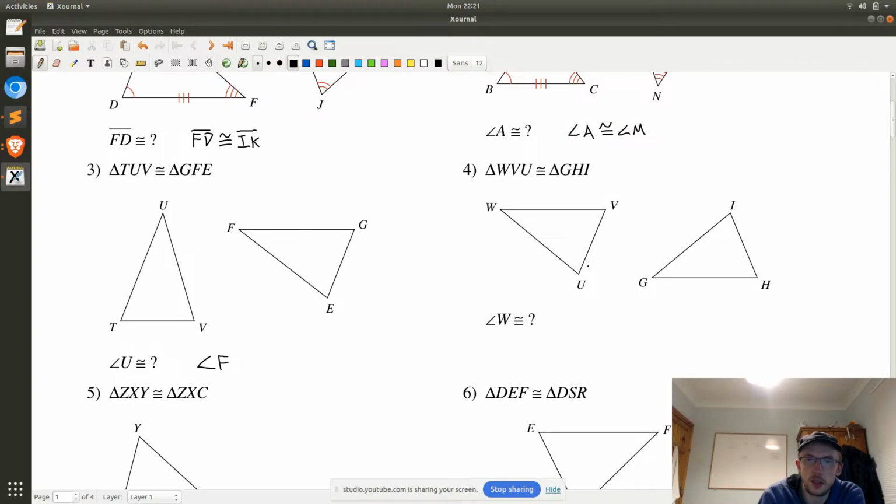WVU is congruent to GHI. So what corresponds to angle W? Well, that would be angle G. But we can make it explicit. Triangle WVU is congruent to triangle GHI. And so angle W is congruent to angle G.